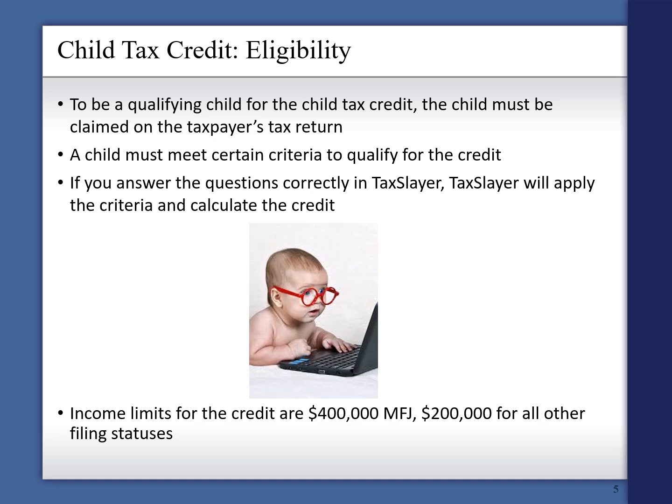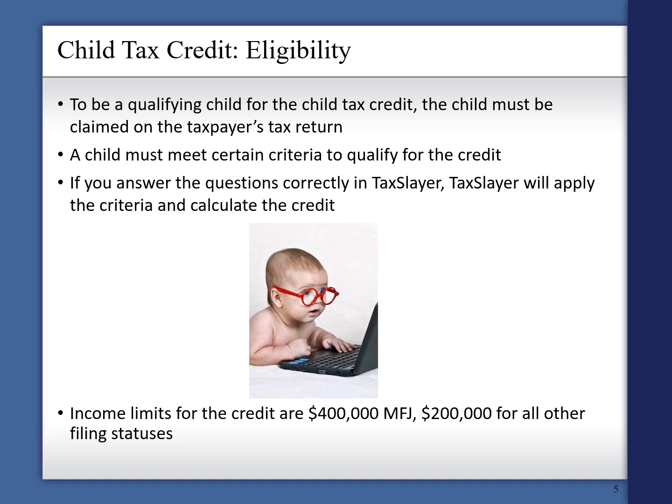This child must not have provided over half of his or her own support, and lived with the taxpayer for more than 6 months of the year. This child must also have a valid security number. Note that most of this information is on the intake and interview sheet.